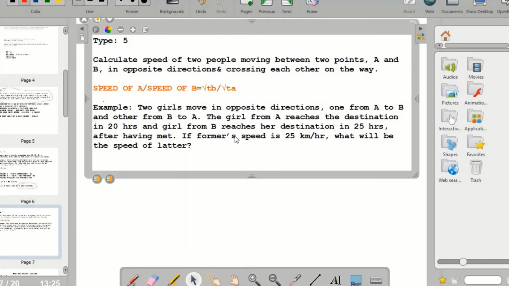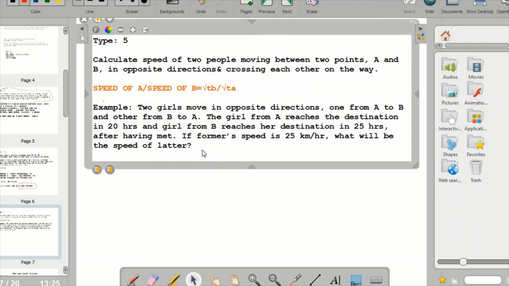Example: two girls move in opposite directions, one from A to B and the other from B to A. The girl from A reaches the destination in 20 hours and the girl from B reaches the destination in 25 hours. After having met, if the former's speed is 25 kilometers per hour, what will be the speed of the latter?